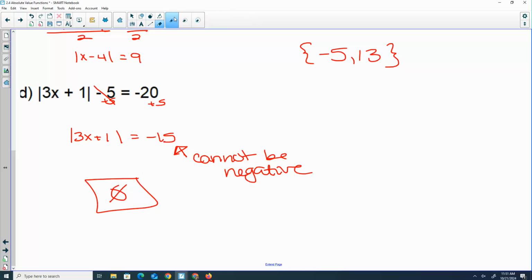If you didn't catch that and you went into making your two equations, you will get answers. But how do you check your answers? Plug them into the original, and when you plug them into the original, they would not work. But if you're paying attention, anytime you have an absolute value equal to a negative, we can just stop and say, no, this can't happen, because absolute values are always positive. All right. Questions about these equations?